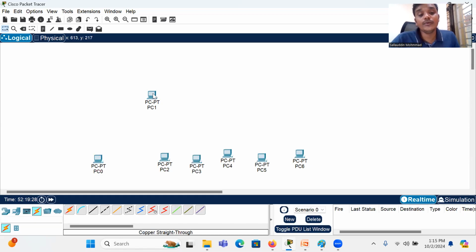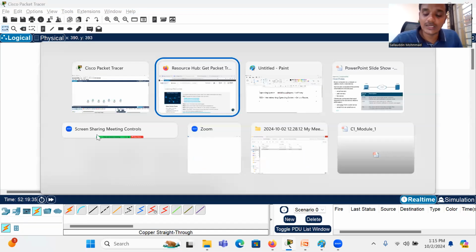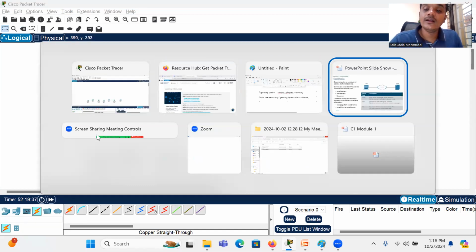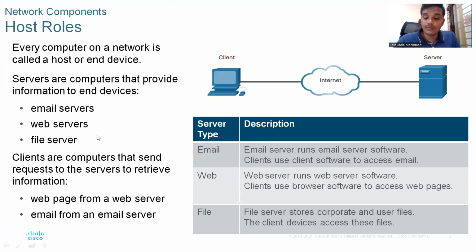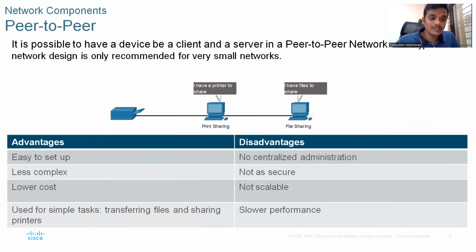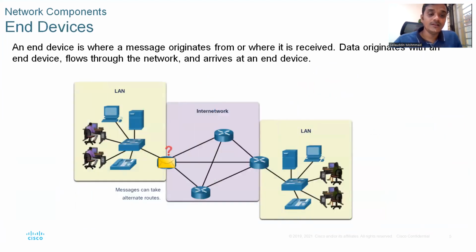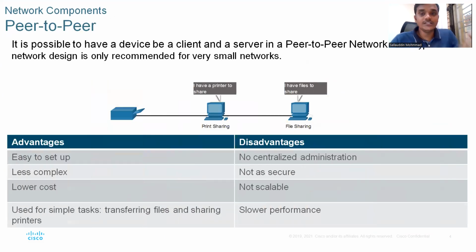Now, actually, the computers will be connected with the help of an intermediate device. First, you should know what the network devices are and what the end devices are. This is a theory part that I don't want to explain in depth. This is the one point you should remember: peer-to-peer communication.